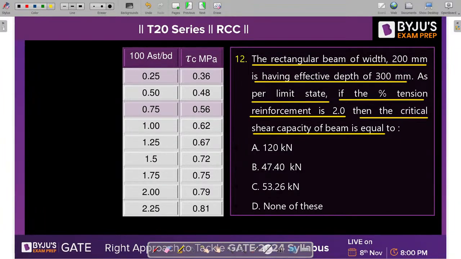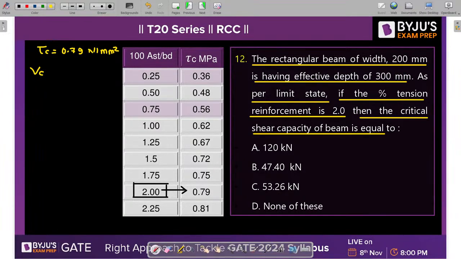That means you need to calculate the value of VC, which is related to the tau C. So kindly check out, guys, for PT is equal to 2%. This is basically PT. For PT is equal to 2%, then what is the value of tau C? It is 0.79. So we can write here tau C is equal to 0.79 Newton per mm square.